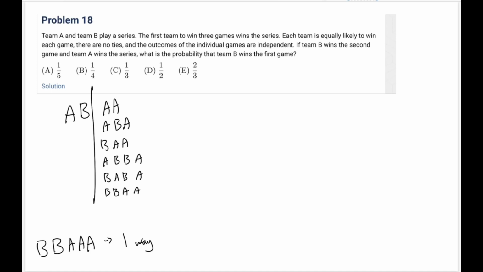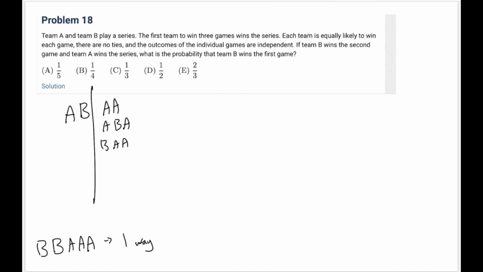No. Actually, these 3 aren't possible, right? Because if B wins 2 more, then B would have won right here. Same too for here and for here. So these just aren't possible, right?